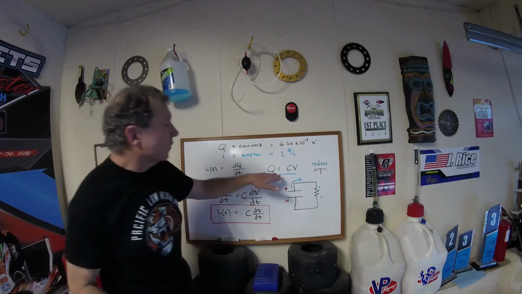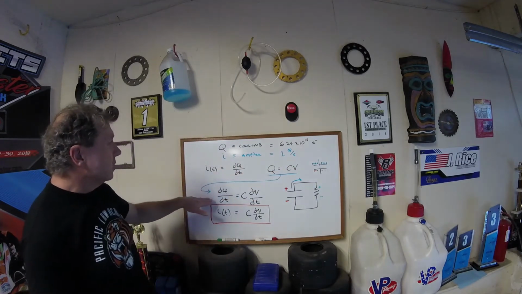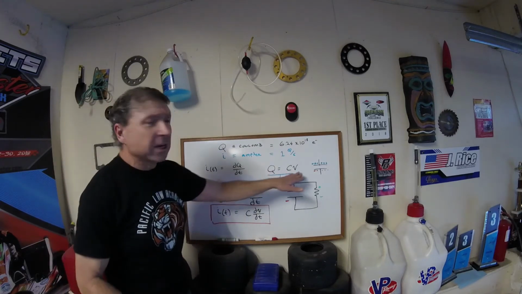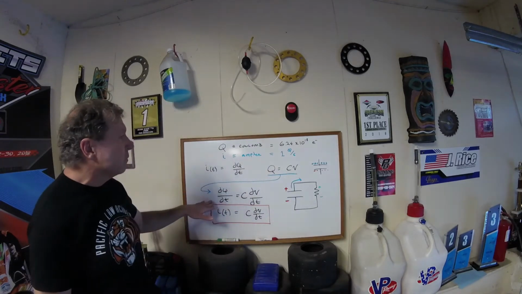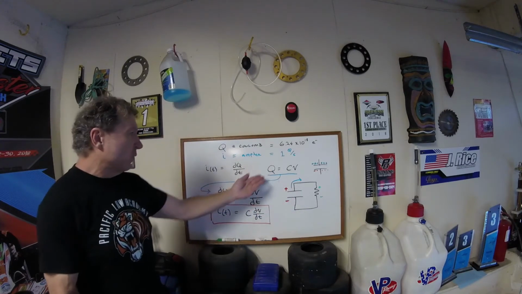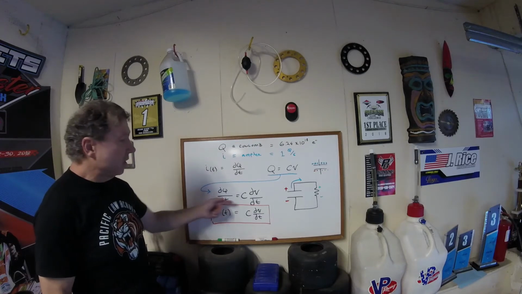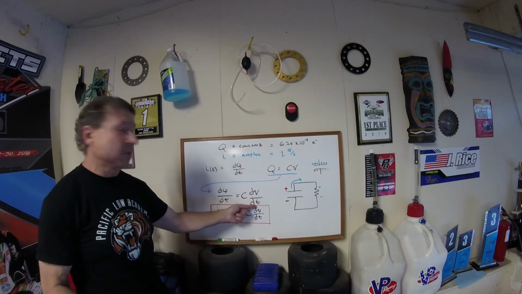Okay? So if Q is equal to C times V, capacitance times voltage, what we can do is differentiate both sides with respect to time. And since voltage is changing and current is definitely, Q is changing, we have dq/dt is equal to C times dV/dt, like so.